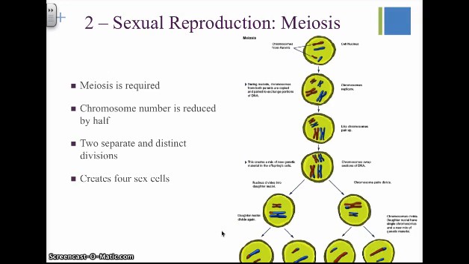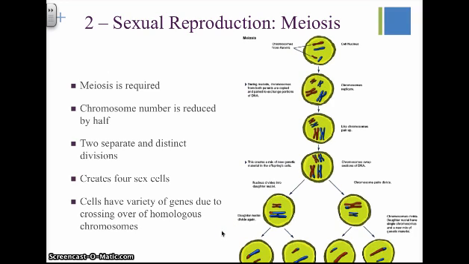It creates four sex cells. Each of those cells has a variety of genes due to something called crossing over. The homologous chromosomes, once they're lined up, you can see them in these images here. Notice that they've switched colors, they've exchanged genes, and that process again is called crossing over. It allows for each cell to have a unique group of genes or chromosomes in those final gametes.